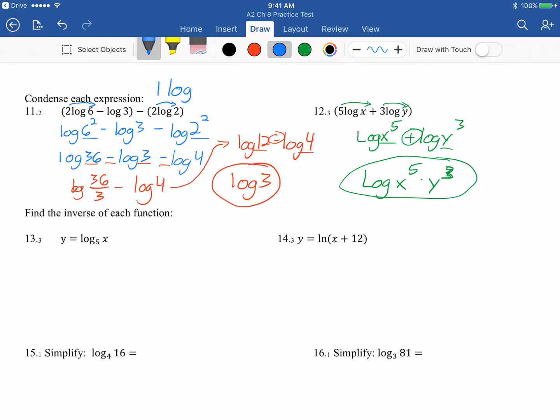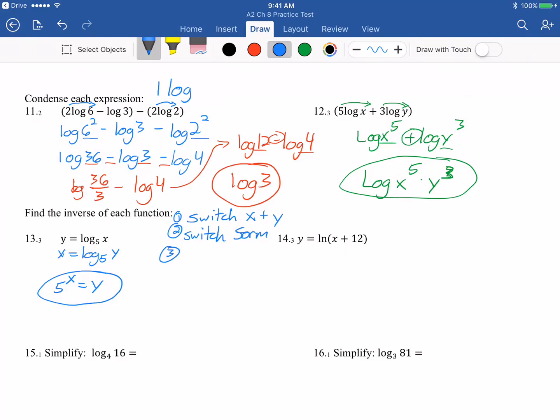All right, now going on to number 13, we have to find some inverses here. So for finding inverses, the first thing that we always have to do, number 1, is switch x and y. So instead of writing y, I'm going to write x equals log base 5 of y. Number 2, I am going to switch the form. So now this is in log form, so I'm going to make it into exponent form. So it's going to be 5 to the x equals y. And that is my answer. The third step technically is to get y all by itself.